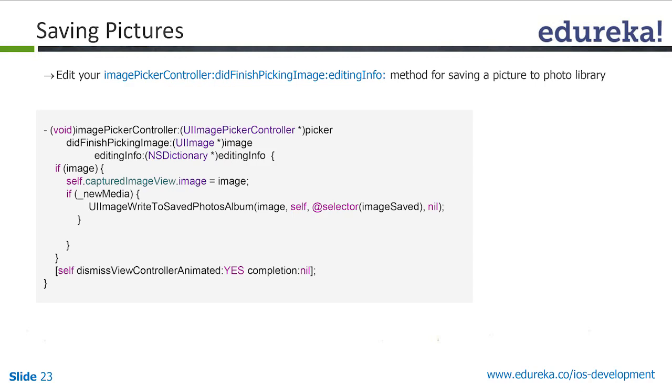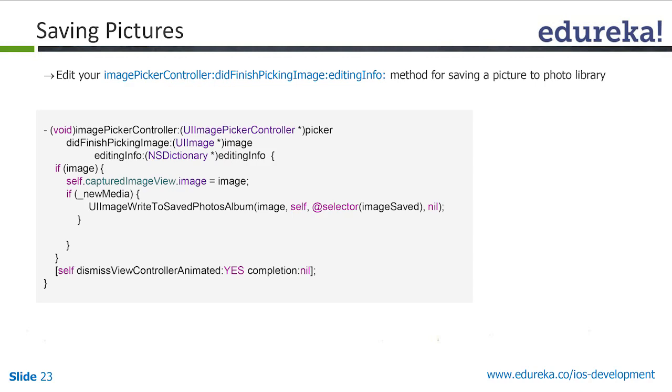Now, how do you save any image to your photos album? You have a method called UIImageWriteToSavedPhotosAlbum. This is a C-type method, and it will take the image which you want to save, and a selector, which is a method that should be called whenever the saving is complete or you have got an error. So error or success, that is failure or success, will be managed by this method, imageSaved. Inside your didFinishPickingImage, you are going to write these 2 lines of code to save to the photos album.